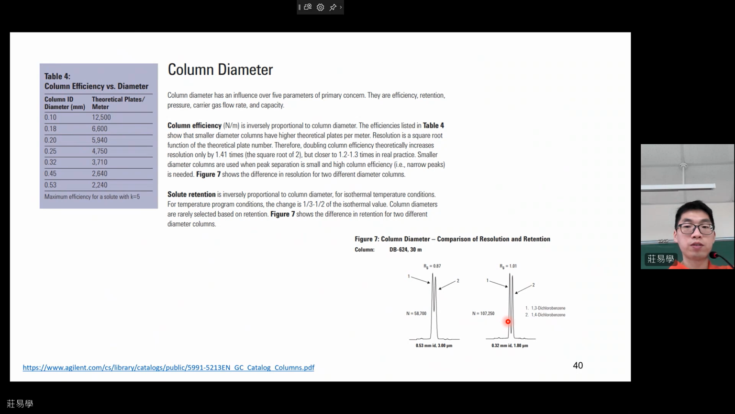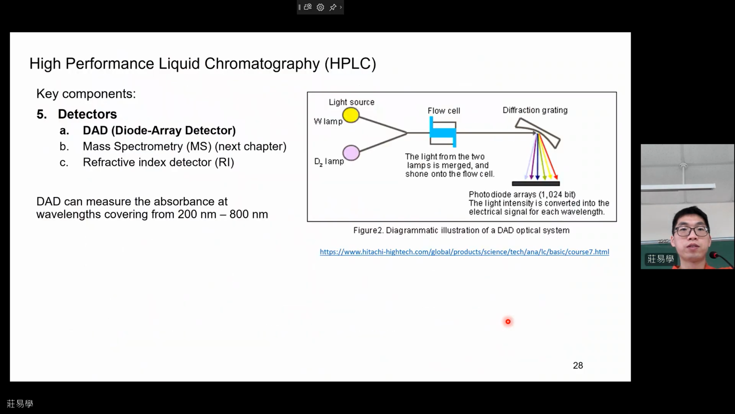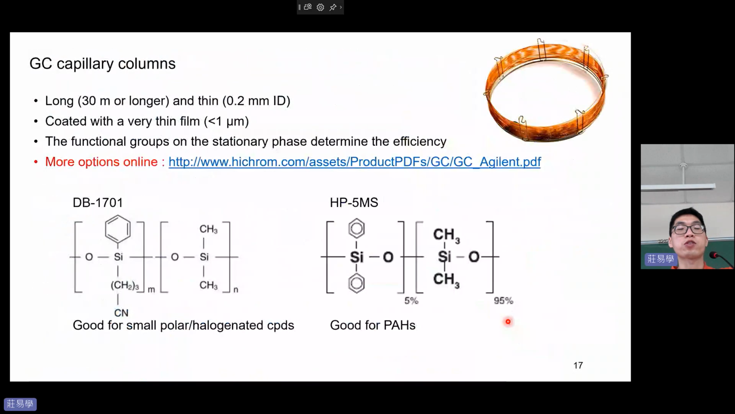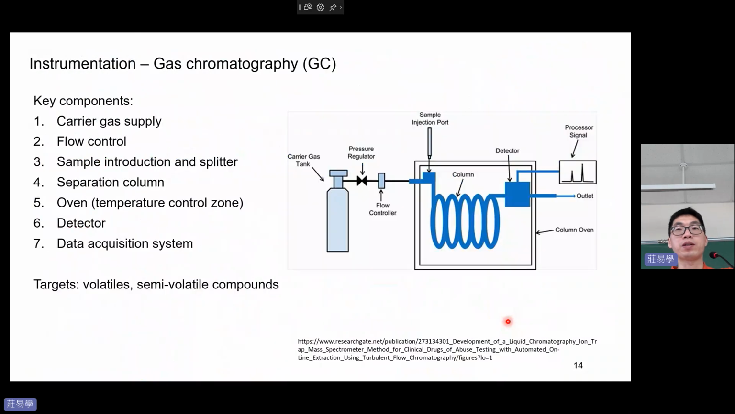Well, so that was a brief introduction of the theoretical plate number.